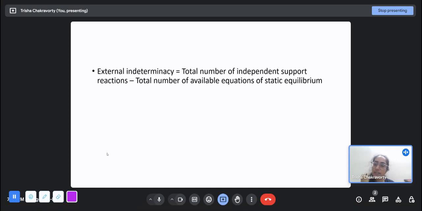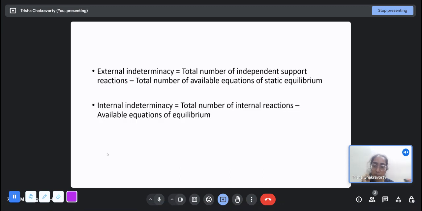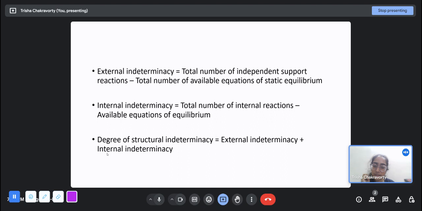External indeterminacy, this is what we are talking about, static indeterminacy. Degree of external indeterminacy is total number of independent support reactions minus total number of available equations of static equilibrium. Internal indeterminacy is total number of internal reactions minus available equations of equilibrium. And degree of structural indeterminacy is the addition of the two. Generally, it is easier to find out the degree of external indeterminacy and the total degree of indeterminacy. So, we can find the degree of internal indeterminacy by subtracting this from this. Basically, if we can find out any two, we can know the third one.